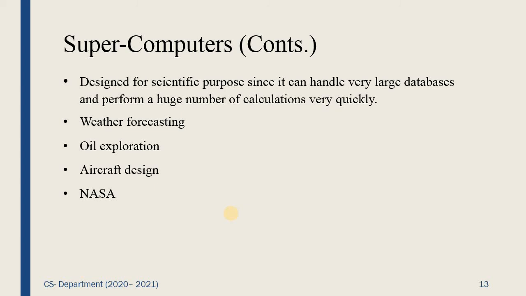Supercomputers are designed for scientific purposes since they can handle very large databases and perform a huge number of calculations very quickly. What do we mean by scientific purpose? For example, weather forecasting, oil exploration, aircraft design, NASA. These are the scientific purposes that we use computer systems for.